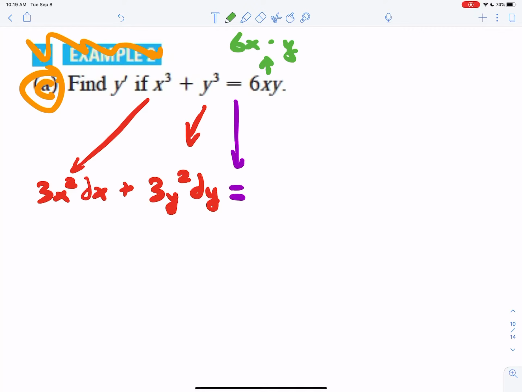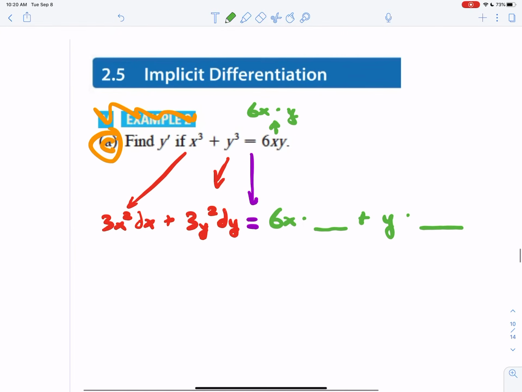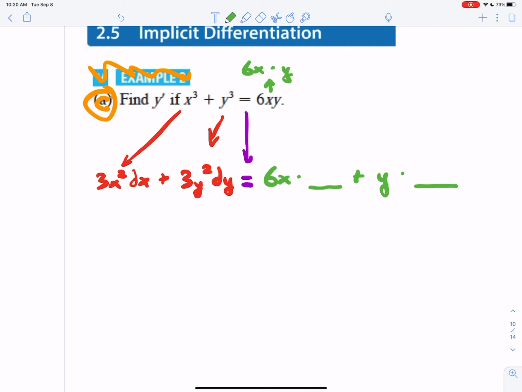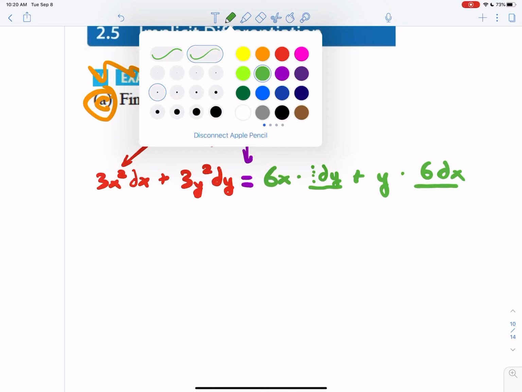Since we have a product, this is going to be the first times the differential of the second plus the second times the differential of the first. I could have easily filled in the blanks along the way, but this is how I make it less overwhelming. The differential of the second is just 1 with respect to y. The differential of the first is just 6 with respect to x. Number one mistake I see people making is they forget to put the differential. Okay, we took the differential.